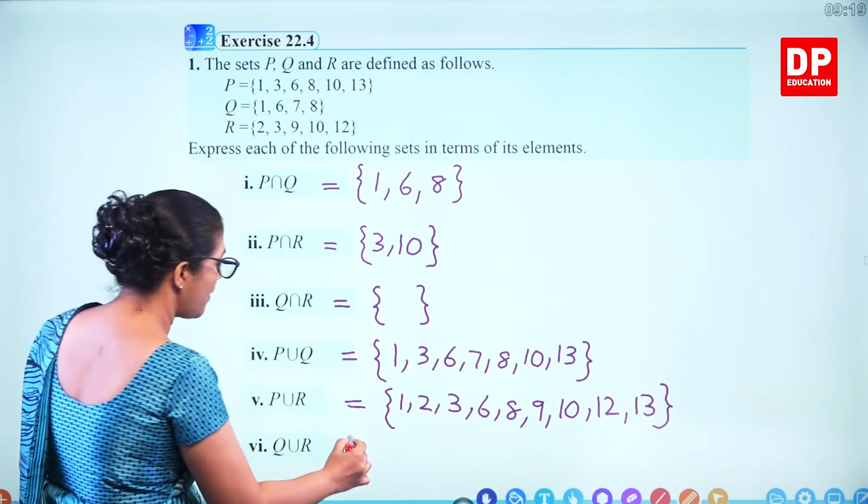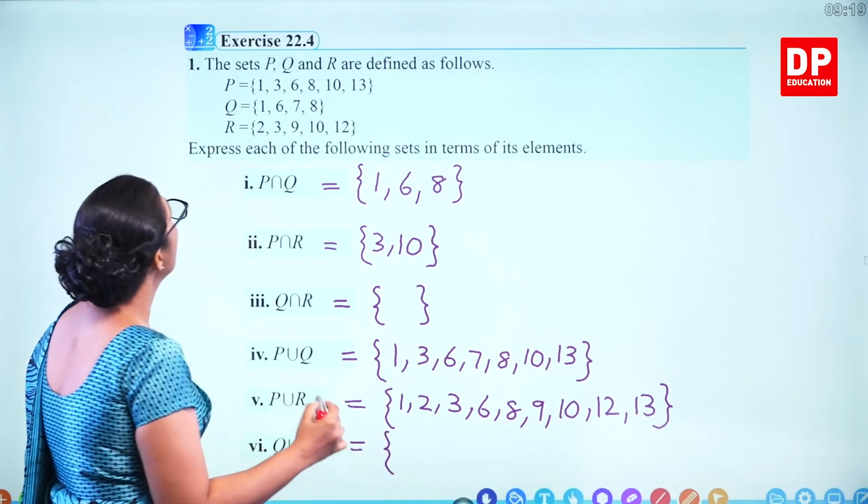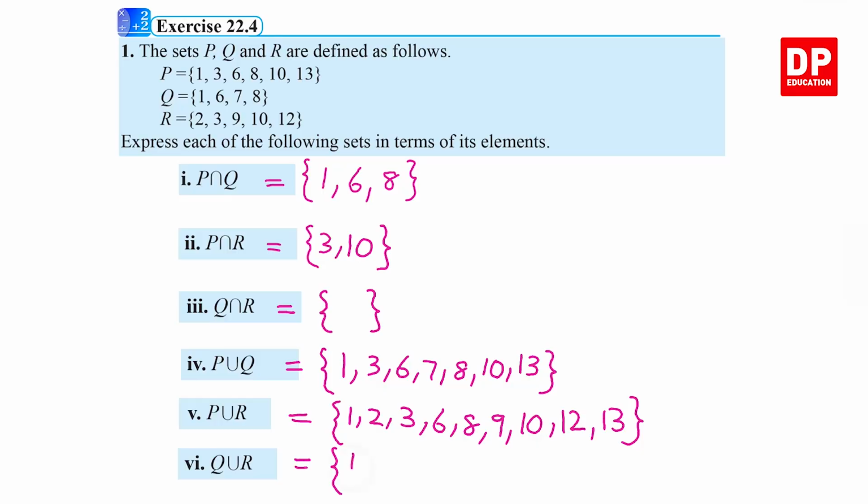Q union R. Q and R. So everything: 1, 2, 3, 6, 7, 8, 9, 10, 12. In these two, you have to write everything.